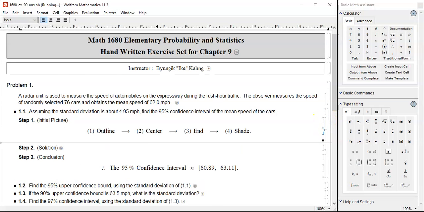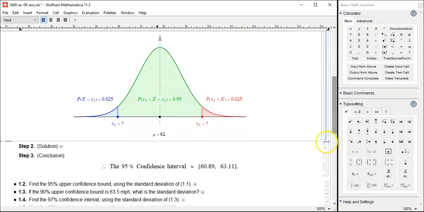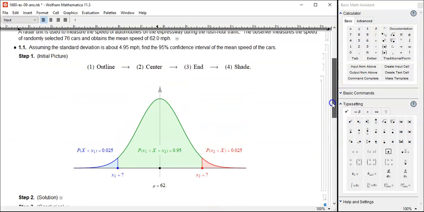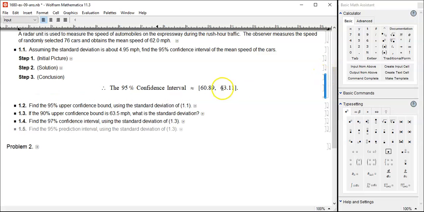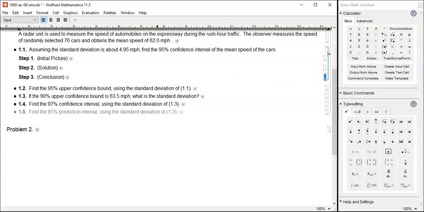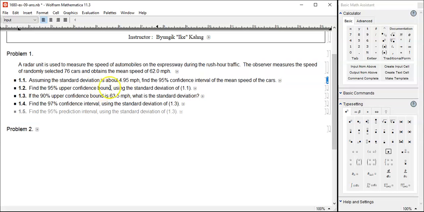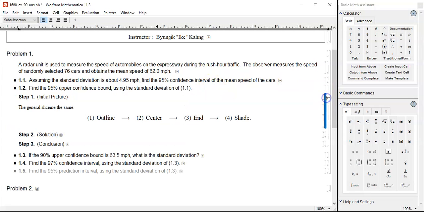Here's the initial picture associated to the 95% confidence interval. Here, 95% is concentrated in the middle. That's what confidence intervals are all about. Intervals start from here, x1, and end at x2. We need two bounds, lower bound and upper bound. Now, how about the upper confidence bound? This is a little bit different. We're looking for an open-ended interval like this.